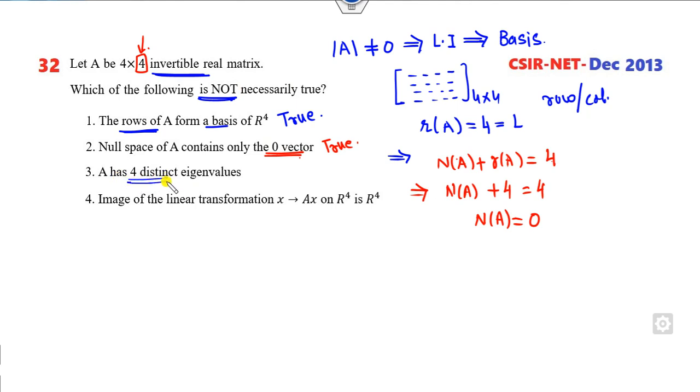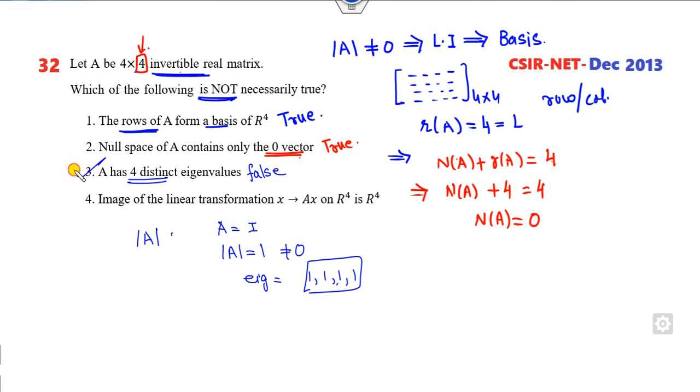Now look at this. A has 4 distinct eigenvalues. That is not true. If I consider A as the identity, it's a 4 cross 4 invertible matrix. So determinant of A is 1, which is non-zero. What are the eigenvalues? 1, 1, 1, 1, which are not distinct. So this is the false statement, so this is the right answer. Image means the rank of this is R4, because the rank is 4. So this is a correct statement, but we need a false statement. So the right answer is only C.